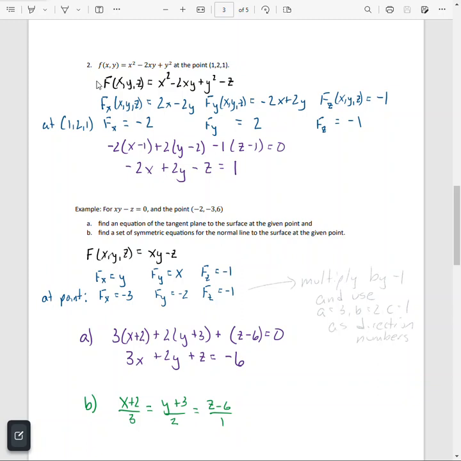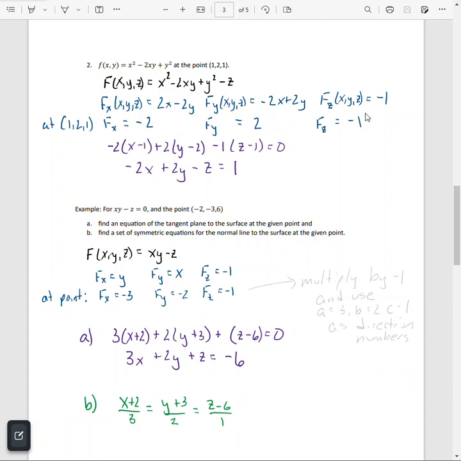Once we have our capital F function, we find the partial derivatives with respect to x. I'm looking at these two terms. Derivative of x squared is 2x. Derivative of minus 2xy is just minus 2y, right? X is our variable, don't care. Partial with respect to y, we only need these two terms. The derivative is minus 2x plus 2y. Partial derivative with respect to z, the only term that involves a z is right here, a minus z, so that has derivative negative 1.